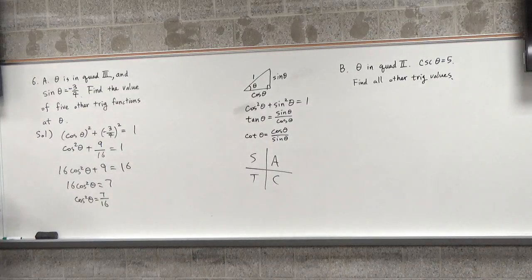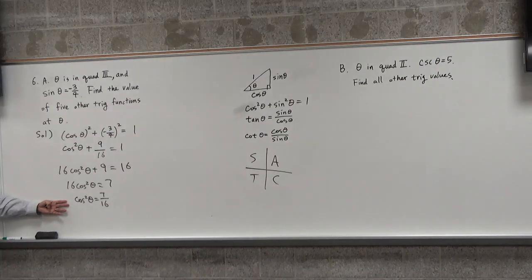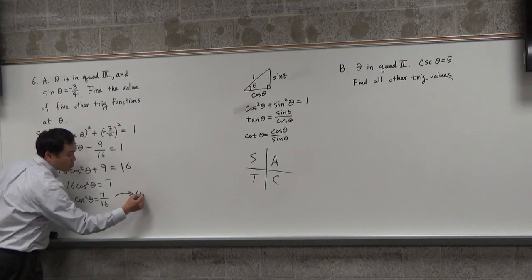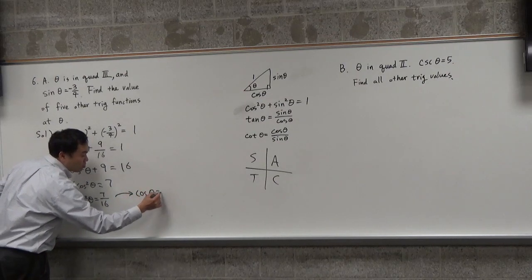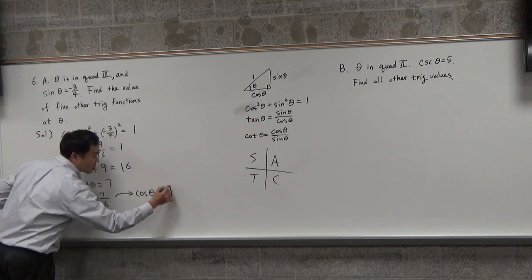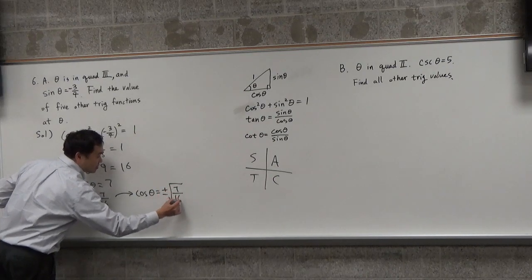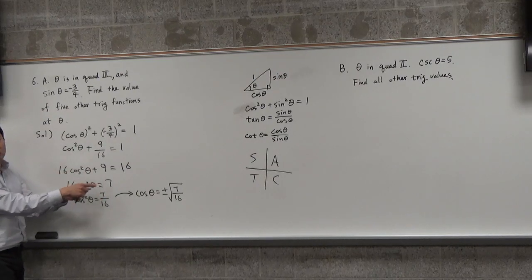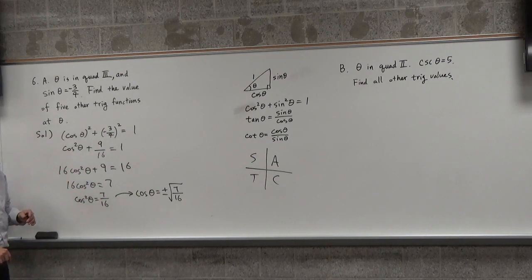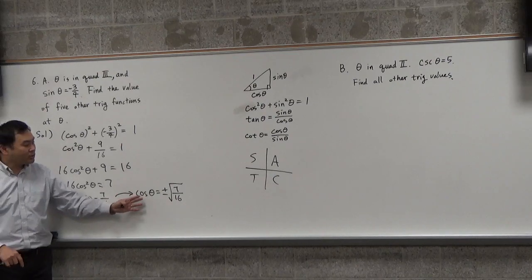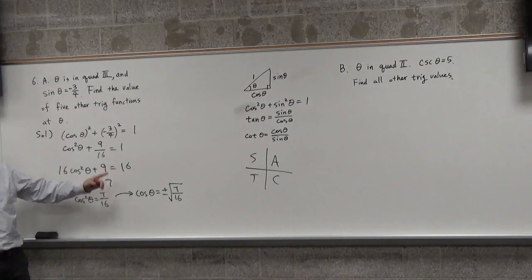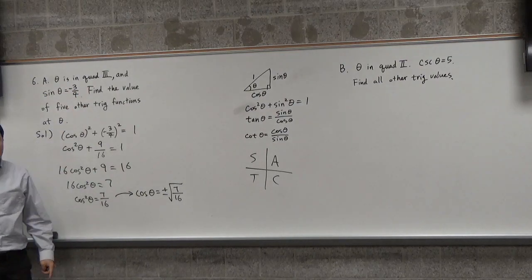And this is quite straightforward, but now here's another problem. How do you extract cosine from here? You take the square root. But whenever you take the square root, make sure you remember that you need a plus or minus square root of 7 over 16, right? Whenever you say something squared equals another number, you put plus or minus and square root. So we don't know if cosine is positive or negative just from looking at this, but we do know it from the fact that theta is in quadrant 3.